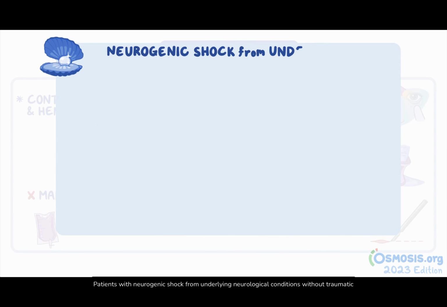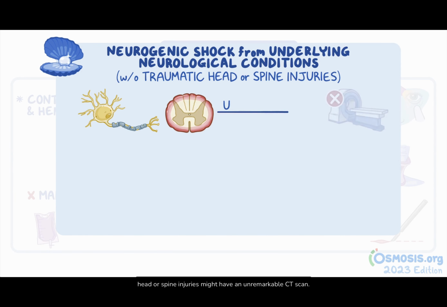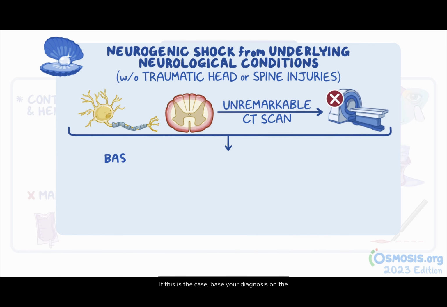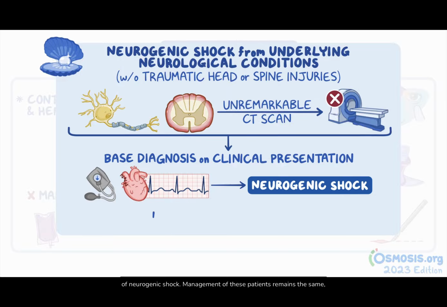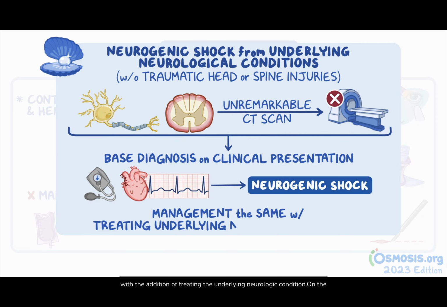Here's a clinical pearl. Patients with neurogenic shock from underlying neurological conditions without traumatic head or spine injuries might have an unremarkable CT scan. If this is the case, base your diagnosis on the clinical presentation of the patient. Remember, hypotension with bradycardia can be enough to make your diagnosis of neurogenic shock. Management of these patients remains the same, with the addition of treating the underlying neurologic condition.